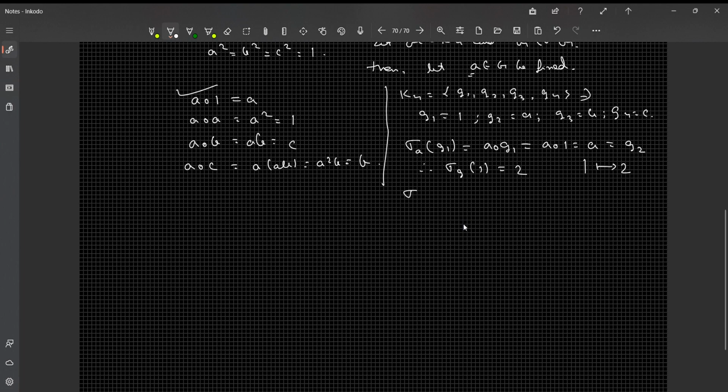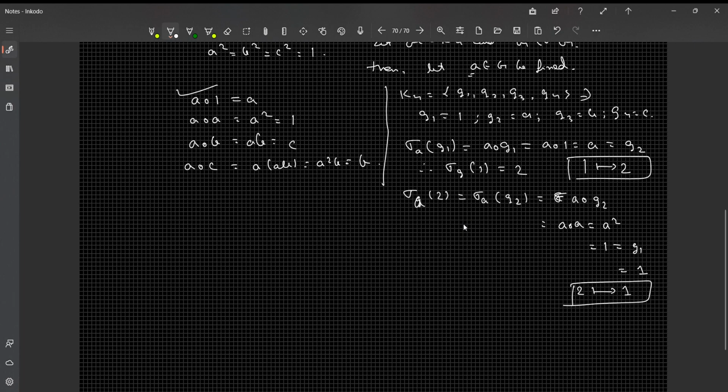Similarly, what is sigma A of 2? So sigma A of 2 is basically sigma A of G2, and that is equal to A acting on G2. But G2 is A itself, so it is A acting on A, which is A squared by left multiplication, and A squared is 1, but 1 is G1, right? So if I consider the index, then that is being considered as 1. So 2 is being sent to 1, right? So 1 is being sent to 2 and 2 is being sent to 1.